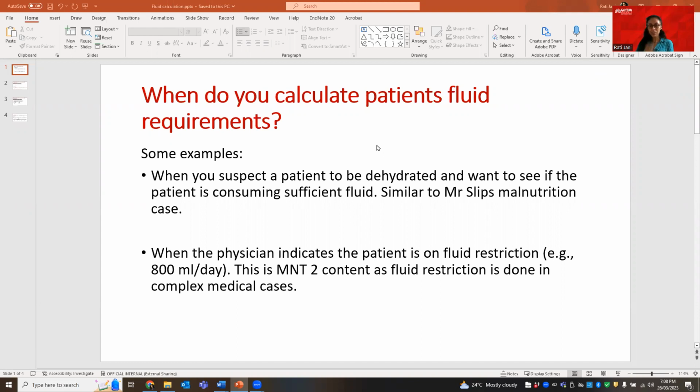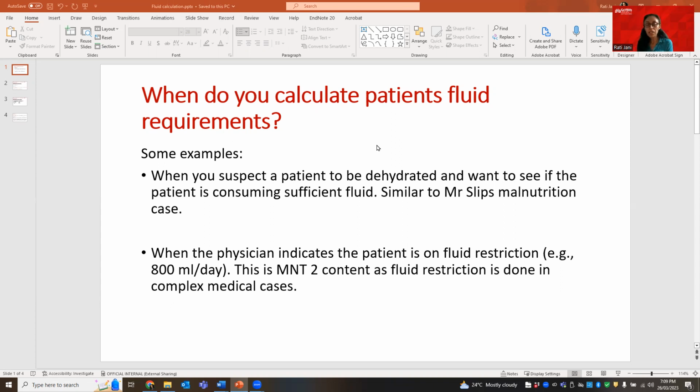So the first question is, when do you calculate a patient's fluid requirement? I've just cited some examples over here. These are not the only conditions when you calculate a patient's fluid requirement, but this is something which you have been exposed to and you will be potentially exposed to in MNT2.